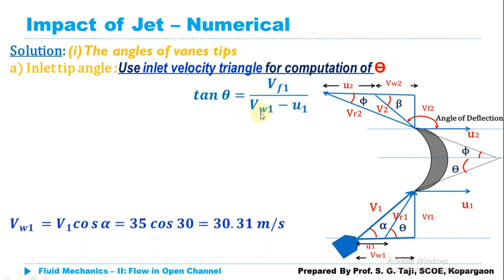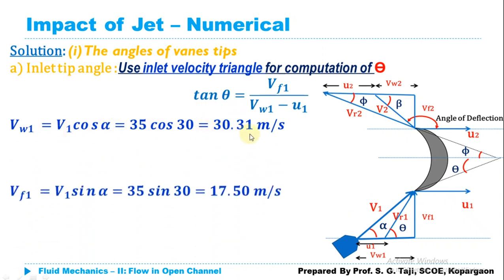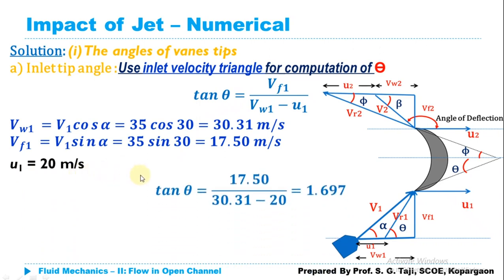We know that Vf1 and Vw1 can be simply calculated as V1 cos alpha, which is equal to Vw1, and that is coming out as 30.31 meter per second. Vf1 is given by V1 sin alpha, the vertical component of V1, and that is coming out as 17.50 meter per second. Now I can simply calculate tan of theta by putting the value of u1 equal to 20 meter per second: 17.50 divided by (30.31 minus 20) is equal to 1.697. So theta is equal to tan inverse of 1.697, which gives theta equal to 60 degrees.